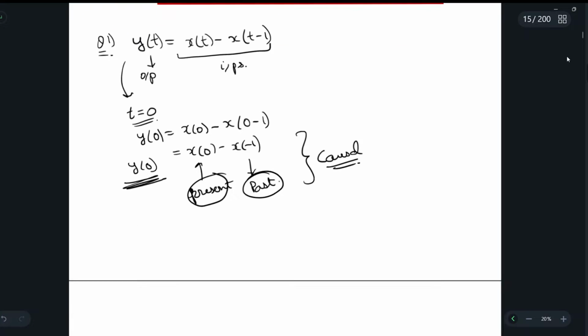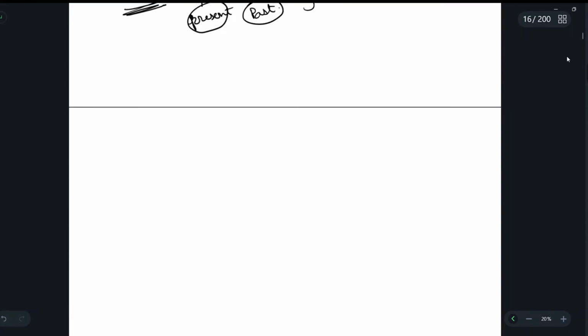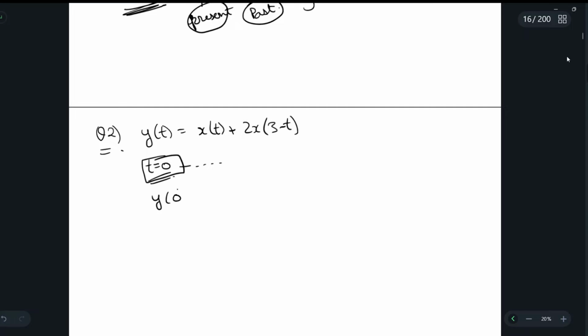So now let us do question number 2. Now suppose we have a function, say y(t) = x(t) + 2x(3-t). Again we are going to check by putting t = 0. We can put other values of t also, but we can initially start with t = 0. Now we will write y(0) = x(0) + 2x(3-0). So we will get x(0) + 2x(3).